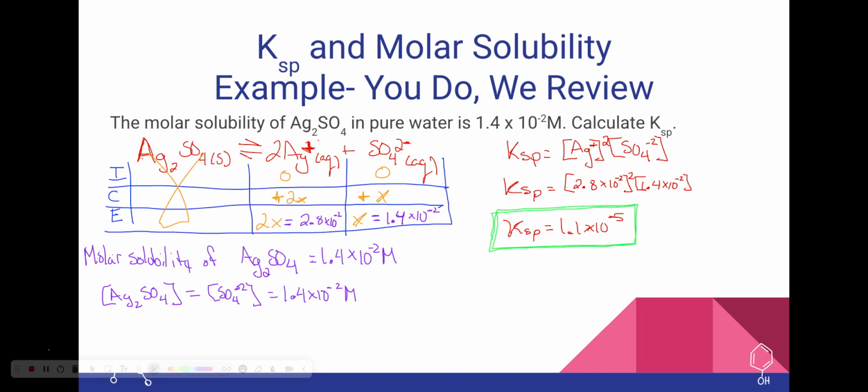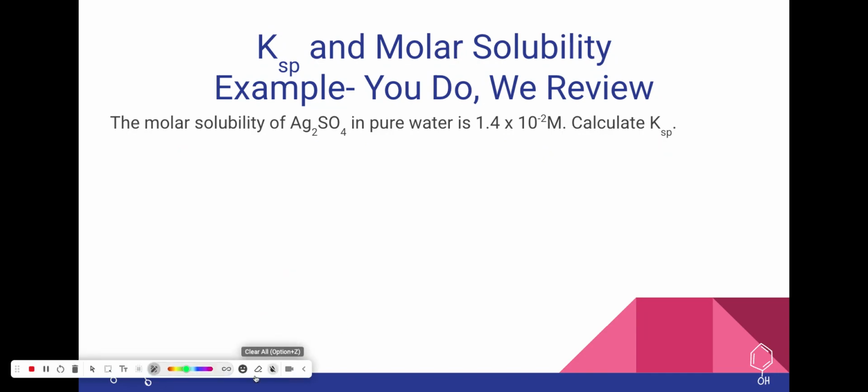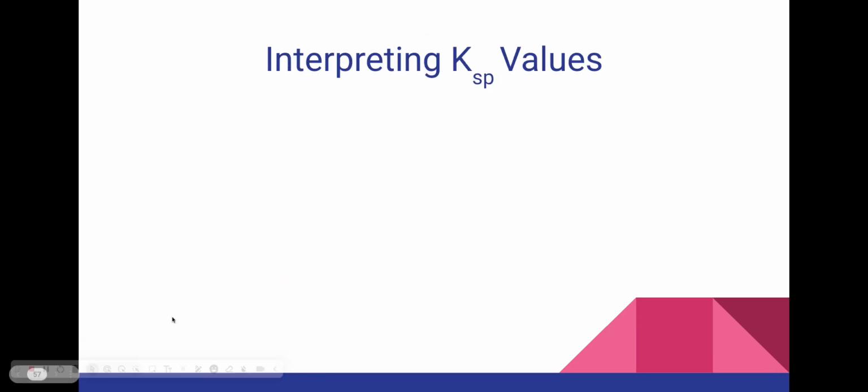Then, guys, I plug that into my KSP expression, and as you guys can see, we had to square the concentration of silver ion, and then we multiplied that by the concentration of sulfate ion, and that's how we got a KSP of 1.1 times 10 to the negative fifth. All right, let's continue on and talk about how we would interpret a KSP value.